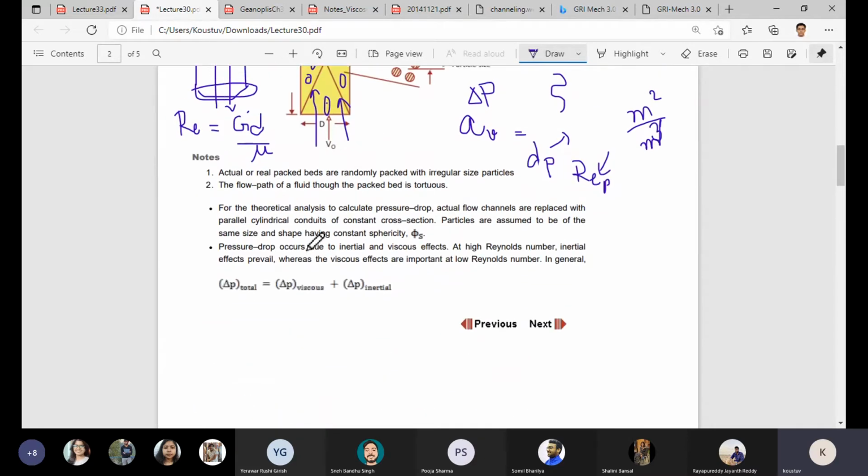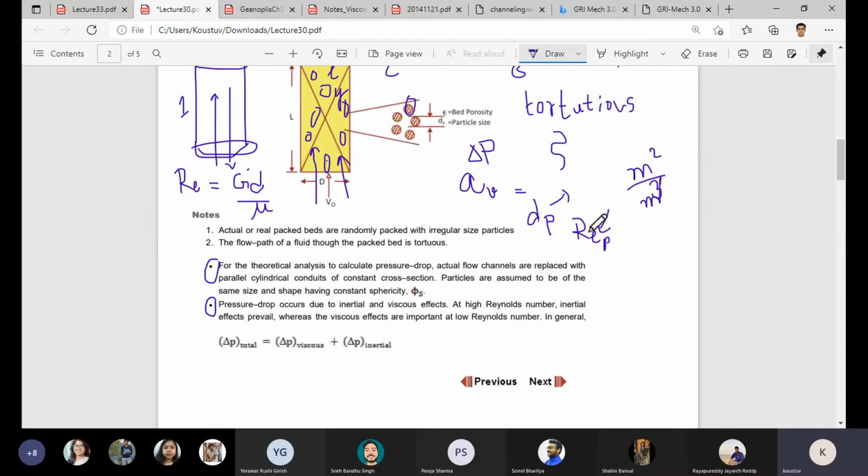So the first consideration that we make is that the flow path is basically tortuous, and actual beds are not made only of regular shaped particles, but very much irregular sized particles. The other consideration is: how do we derive this, or what is the starting point?